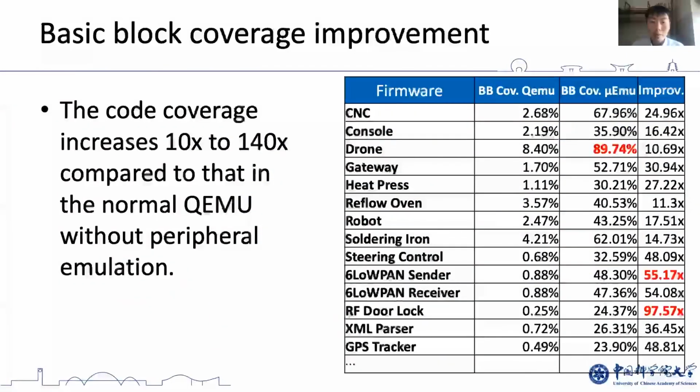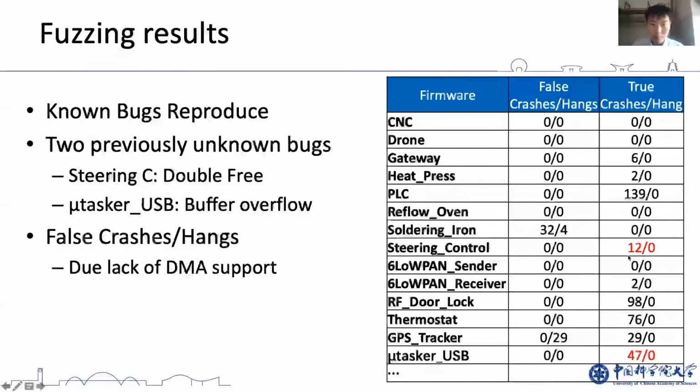First, basic block coverage reaches up to nearly 19%. Compared to QEMU, which does not emulate any peripheral, the coverage improvement is significant, from 10 times to nearly 100 times. As a fuzzing result, we reproduce known bugs from previous work. Furthermore, we also detect 2 unique previously unknown peripheral bugs.